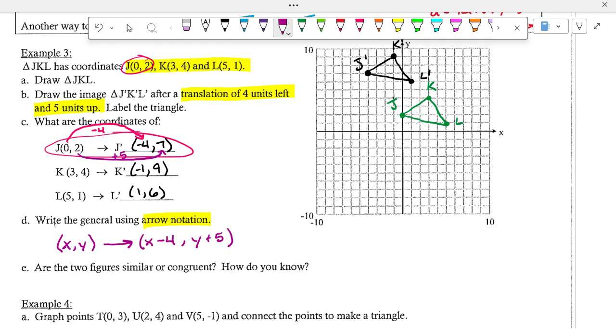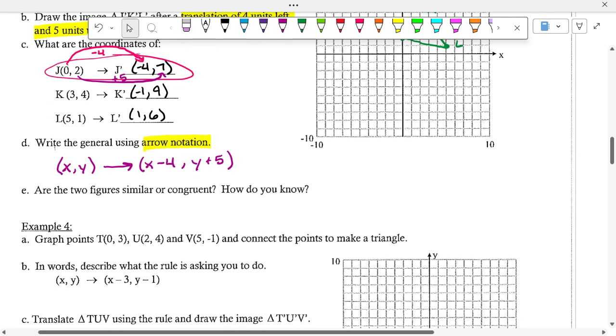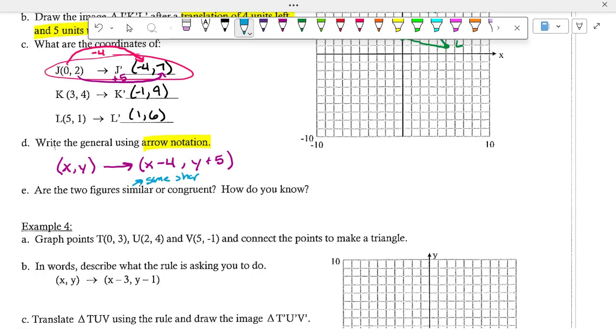All right, so here's the question. Are these two figures similar or congruent? They're congruent. So similar just means same shape. So just so you're aware, similar means same shape. Congruent means same shape and size. So these are congruent.